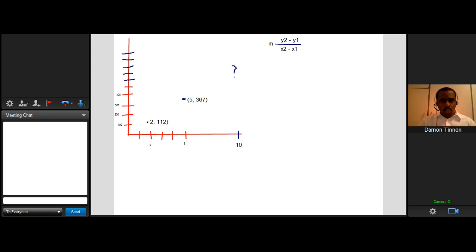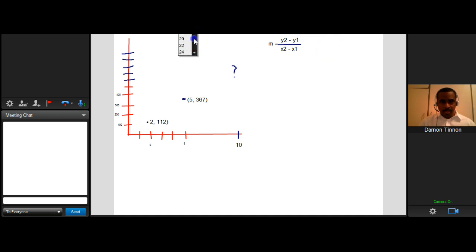Now, where do we get those numbers? Where is y2 and where is y1? So using my pointer here, this is the x-axis and this is the y-axis. And so y2 is this point, 367, and then y1 is this point, 112. And x2 is this point, 5, and x1 is this point, 2. So let's go ahead and plug those numbers into the slope.